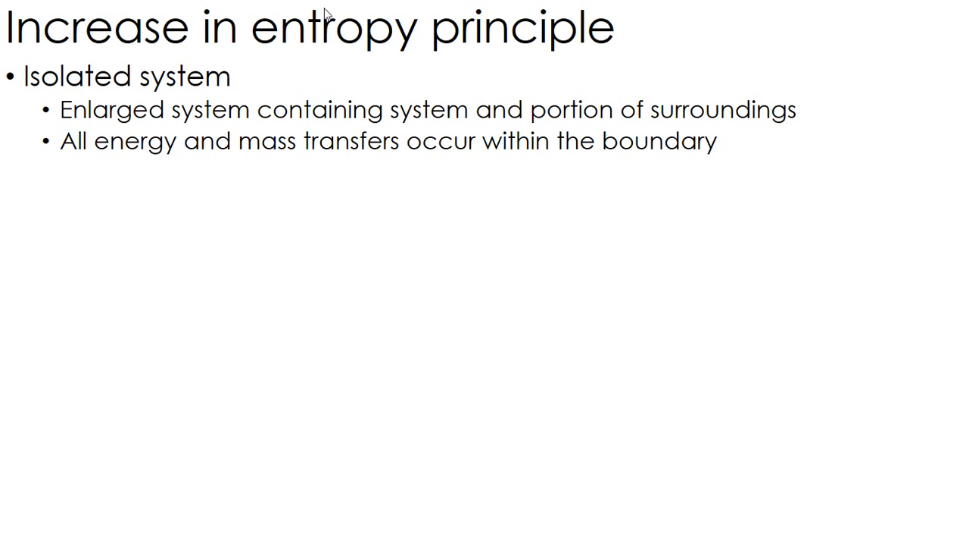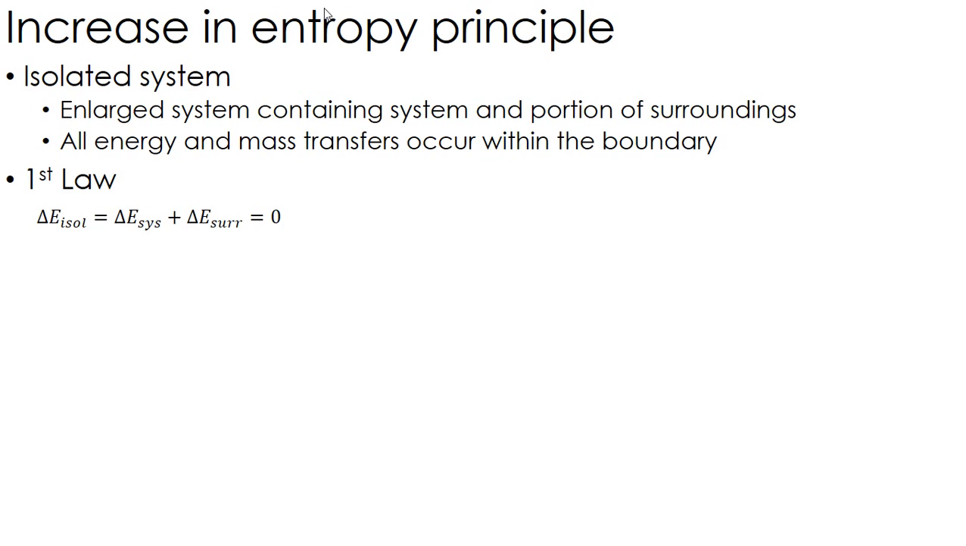Okay, so we're taking a little bit of the surroundings as well, so it's considered an isolated system where all of those transfers are occurring within the boundary. When that occurs, basically Q and W go to zero, right? So that basically means the change in energy has to equal zero. So the sum of the change in energy in the system plus the change in energy of the surroundings equals zero.